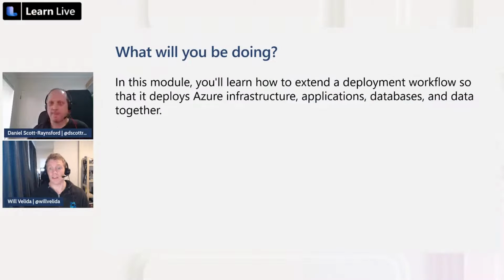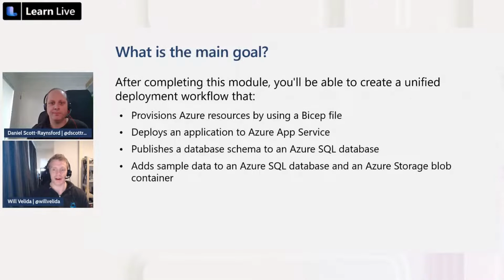in this module, you'll learn how to extend a deployment workflow that deploys our infrastructure, applications, and databases and data all together. You'll add build jobs to your workflow that will compile the application and database project, and you'll use workflow artifacts to propagate the deployable files throughout your workflow. We'll be using Bicep outputs from our workflow to integrate our workflow components together, and we'll be updating our deployment jobs to publish our application website and sample data.